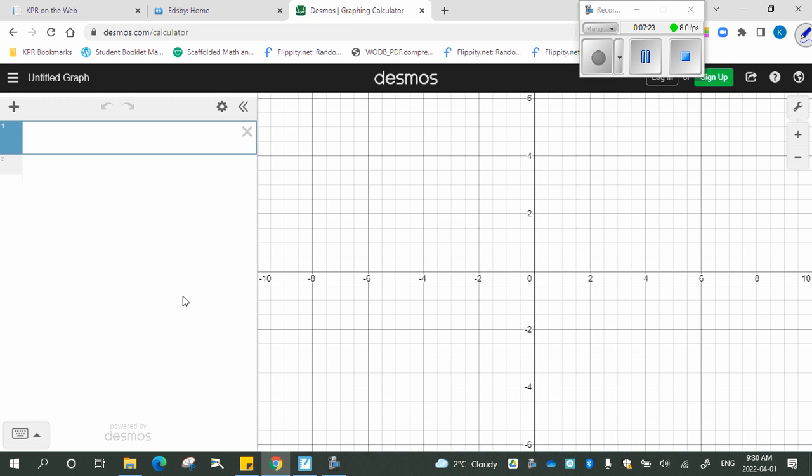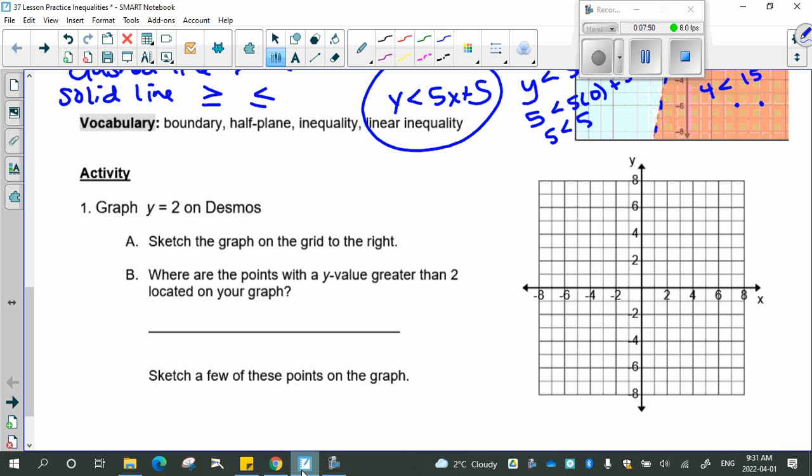Graphing calculator. So I want to draw y equals 2. Does everyone see that that's a horizontal line along 2? So you want to type in y equals 2 in your graphing calculator. It shows you a horizontal line, slope is 0. So let's copy that onto our graph. Y equals 2. So this line here is y equals 2.